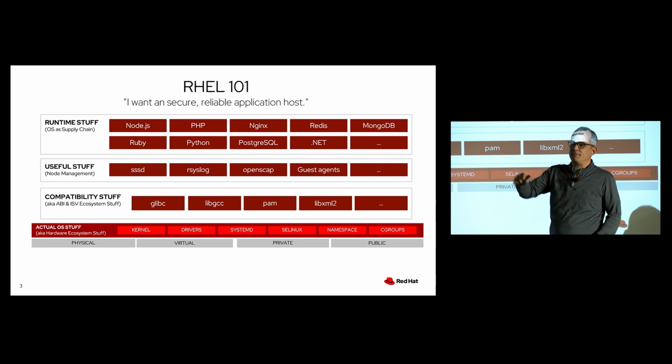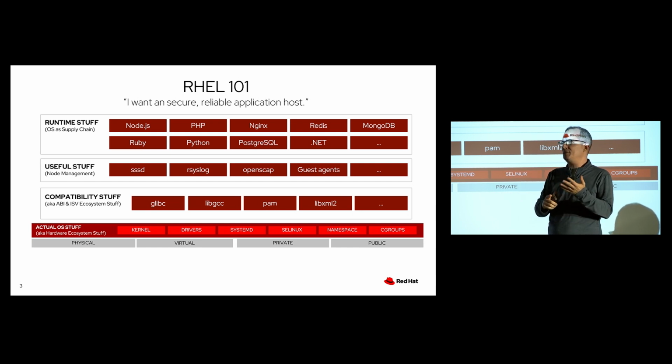The compatibility stuff, that's things like glibc and libgcc and pam and libxml2. It's all of those core pieces. If you take all those together, that is what makes a version number for RHEL, right? So when we talk about a RHEL version 7 or a RHEL version 8 or a RHEL version 9, we're not talking about the kernel.